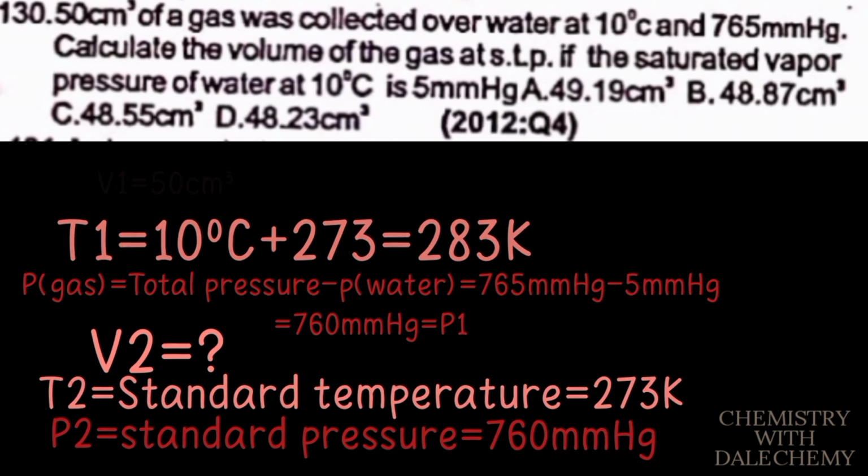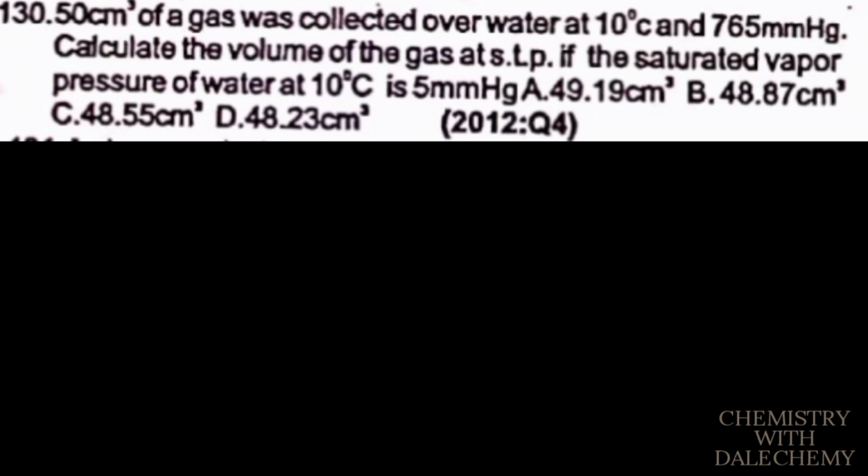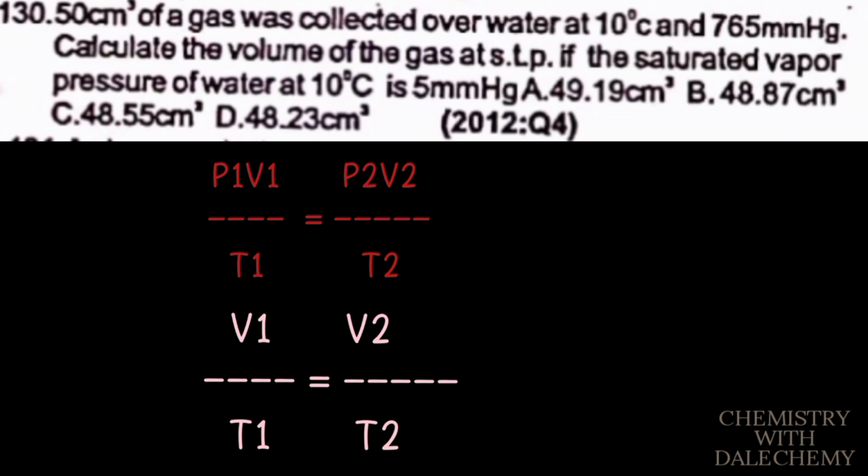But if you still want to use the general gas equation, you can still proceed and say P1 V1 over T1 is equal to P2 V2 over T2. Since P1 and P2 are the same, you can just cancel them out and you still have V1 over T1 is equal to V2 over T2 as well.